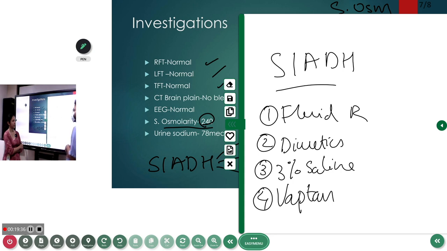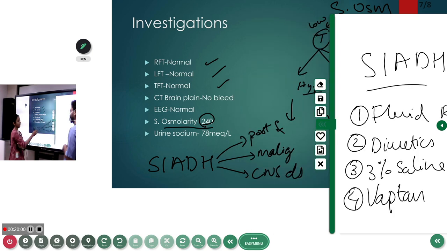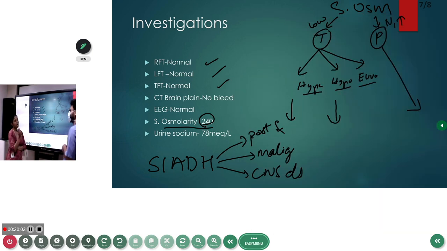So what is the mechanism of action of tolvaptan? So 15 mg OD, what is the maximum dose we can give? We can give up to 60 mg once a day. And did the patient improve? Yes, the patient improved within the next 48 hours.